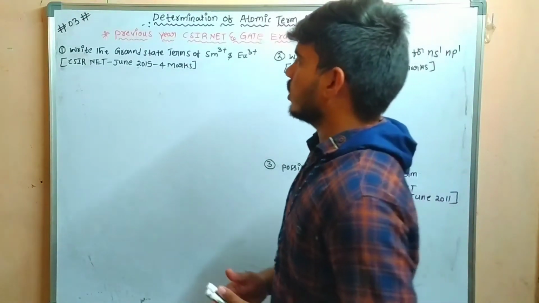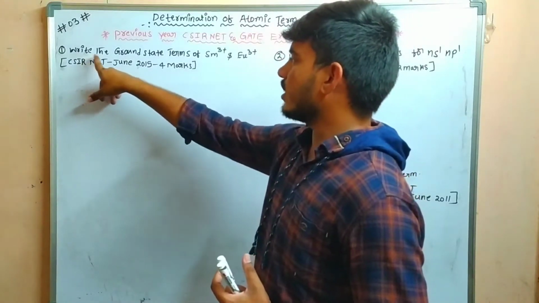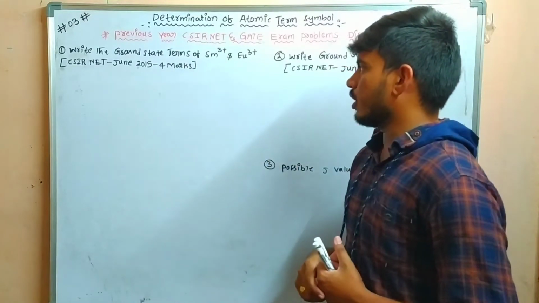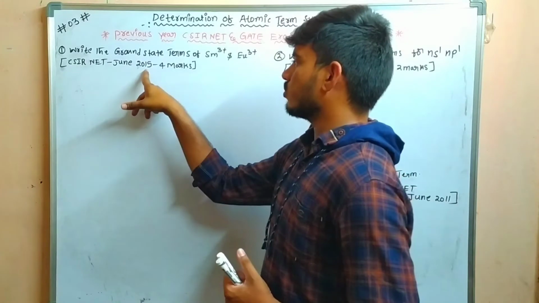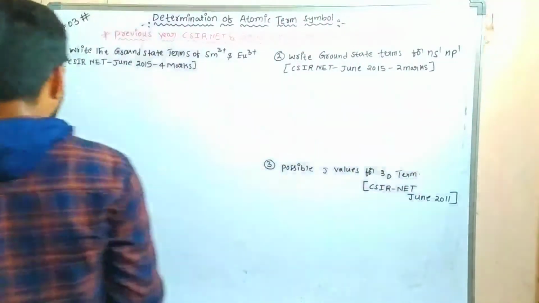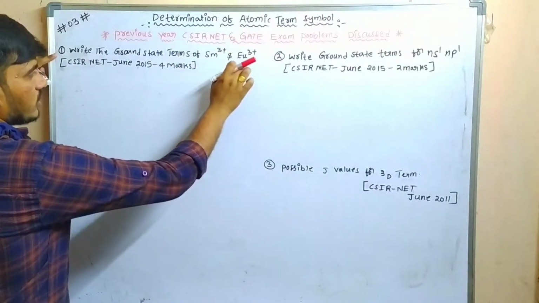So the first question in this atomic term symbol: write the ground state term of samarium 3+ and europium 3+. This question was given in CSIR NET June 2015, 4 marks. So first of all, you have to solve these questions. First of all, you have to understand that these are samarium 3+ and europium 3+.